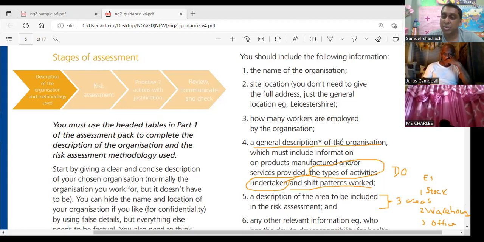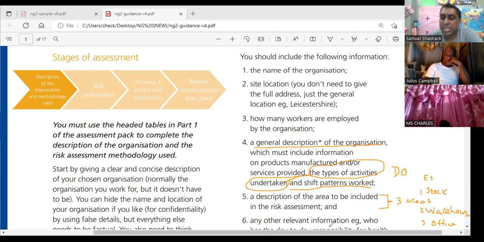So if you choose 3 areas, then the hazards tend to be different. The hazards in the office would be different to the hazards in the warehouse, you understand? So you come down to about 3 areas to get a wide range of hazards, not too wide, because you just need about 10 to 12 different hazards, right?